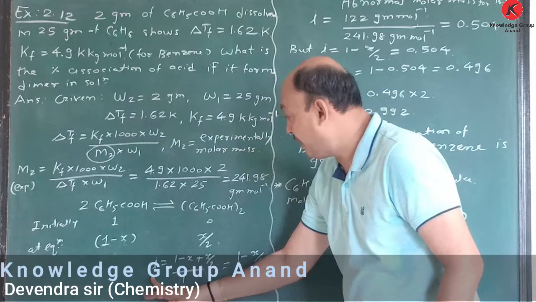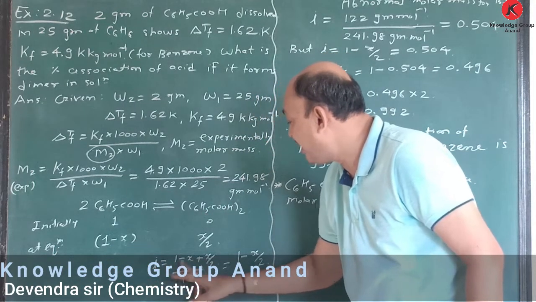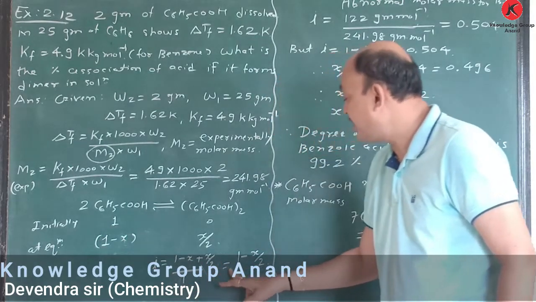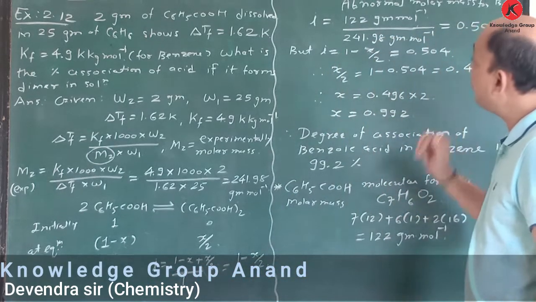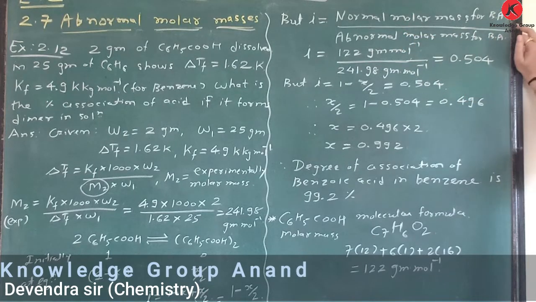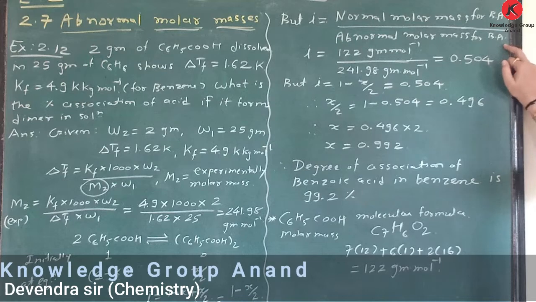So what is i? According to i, at equilibrium, whatever 1 minus x plus x by 2 is there, divided by initially 1. So i is equal to 1 minus x by 2. Remember this particular expression, which you have to use later on. But i is also equal to normal molar mass of benzoic acid divided by abnormal molar mass of benzoic acid.